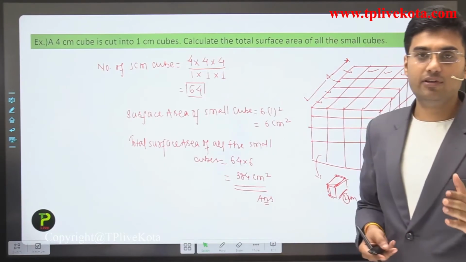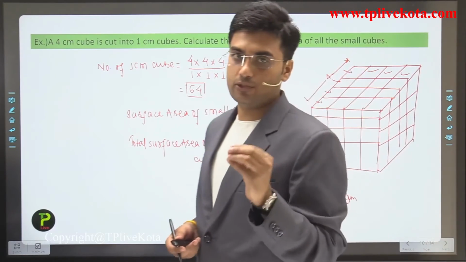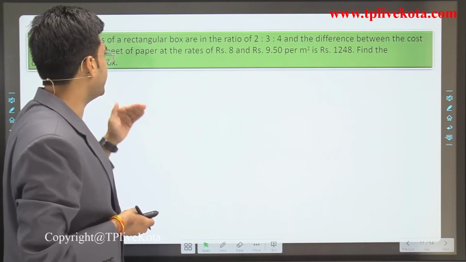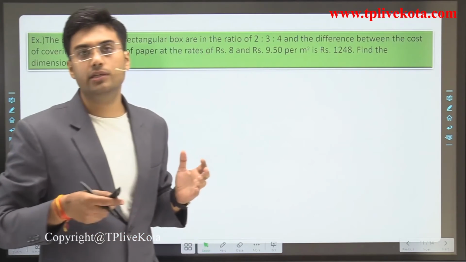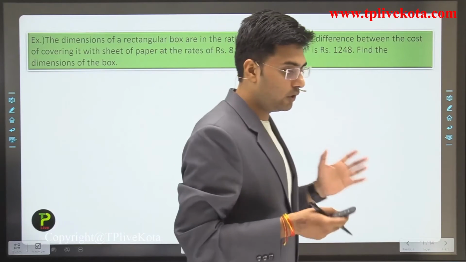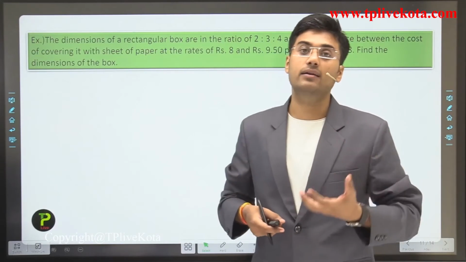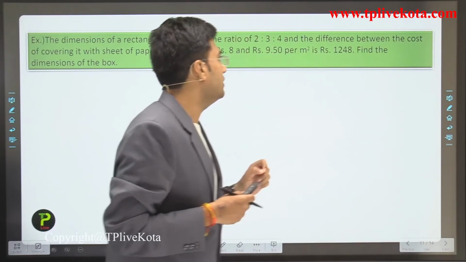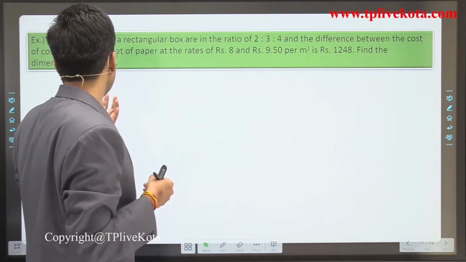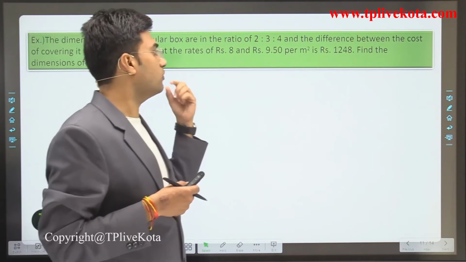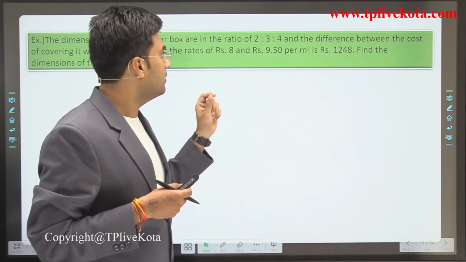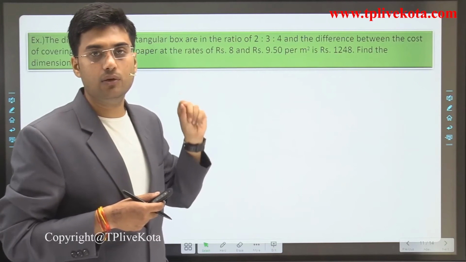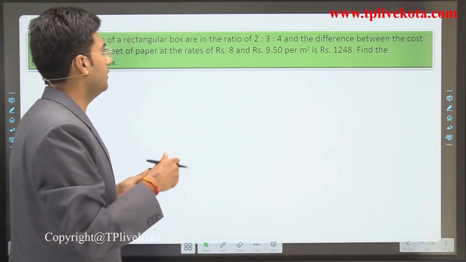Now after this question, let's move to the next question. Students, here we have the dimensions of a rectangular box in the ratio 2:3:4. Here we have a rectangular box, or we can say a cuboid, and the ratio of its dimensions is 2:3:4. Clear? And the difference between the cost of covering it with a sheet of paper at the rate of rupees 8 and 9.5 per meter square is 1248. Then we have to find the dimensions of this rectangular box. Clear?